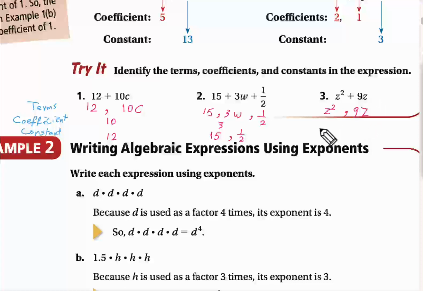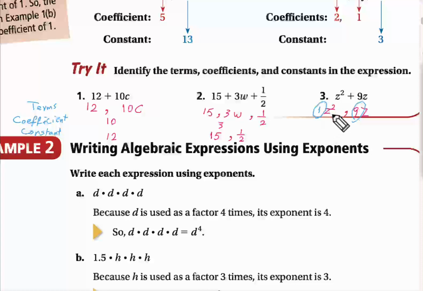Now, what are the coefficients? We need to understand the factors first. What is Z square? What do we mean by Z square? Z square means Z times Z. And what is 9Z? It's 9 times Z. So we have the variable here, Z. So we have a coefficient here and a coefficient here. What's the coefficient for the first one? It's not written, but it should be 1.